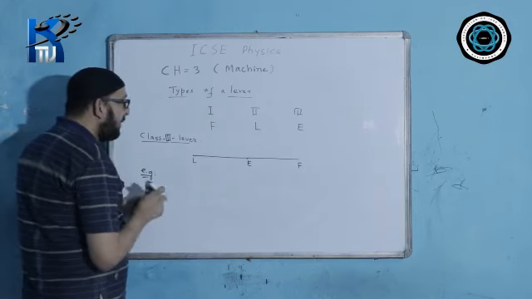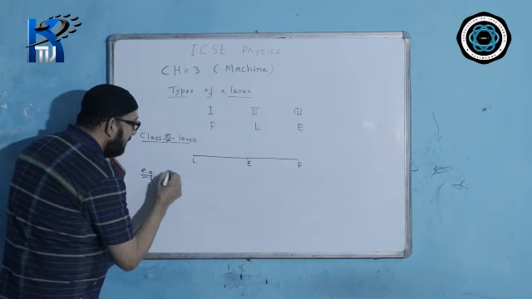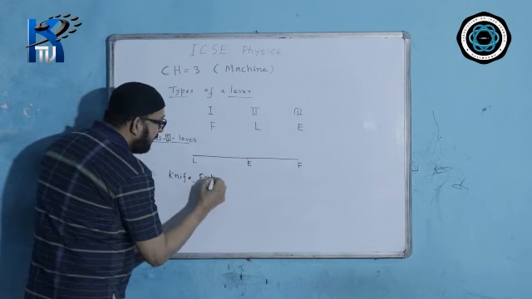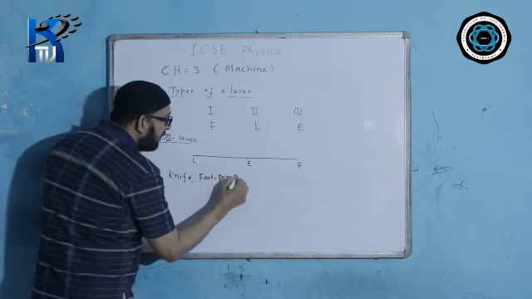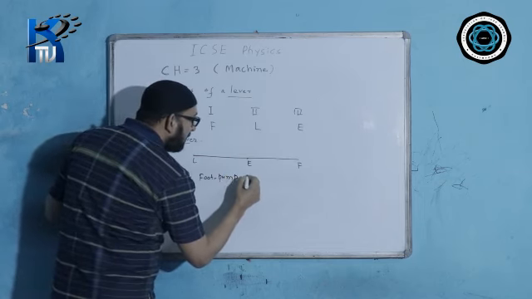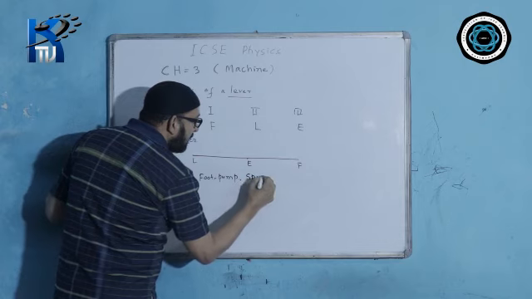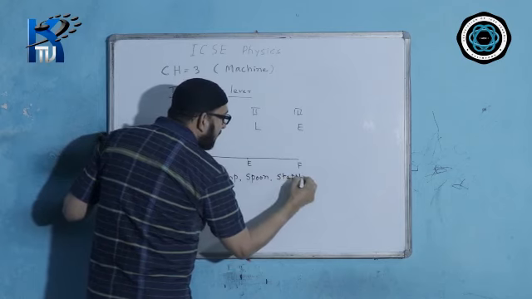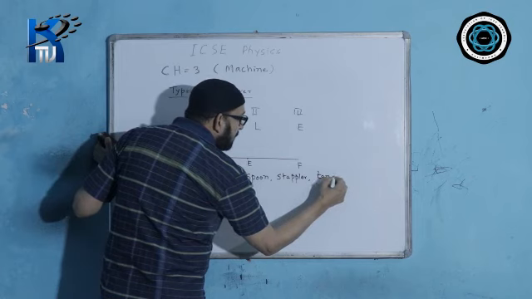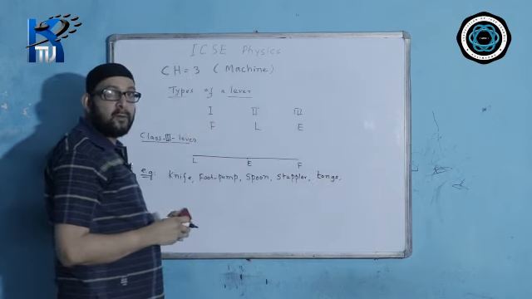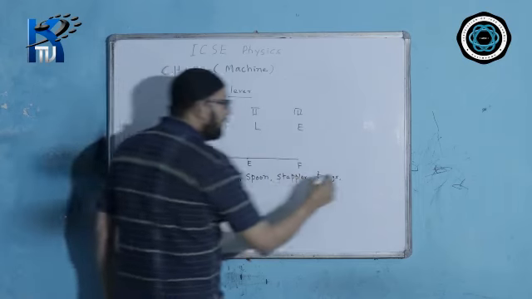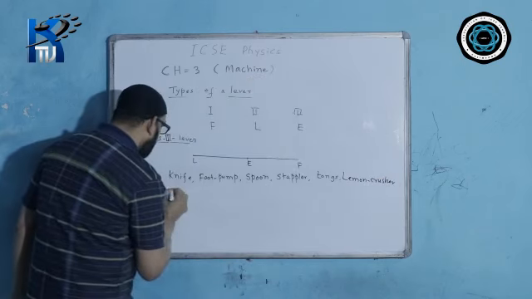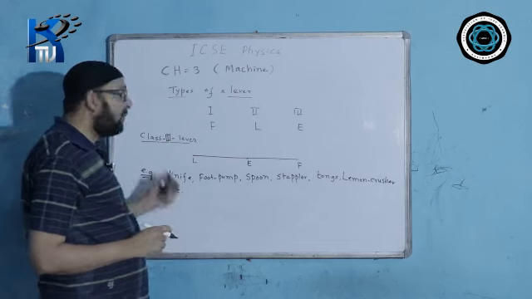So what are the examples of class 3 lever? The examples of class 3 lever are knife, foot treadle or foot pump, spoon, forks, stapler, tongs, any kind of tongs, fire tongs or maybe sugar tongs, lemon crusher, etc. They all are examples of class 3 lever.